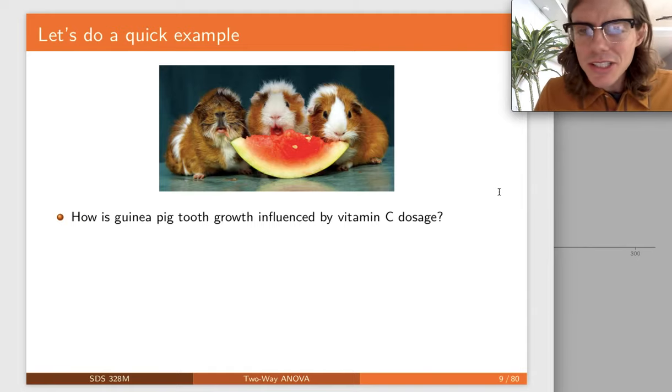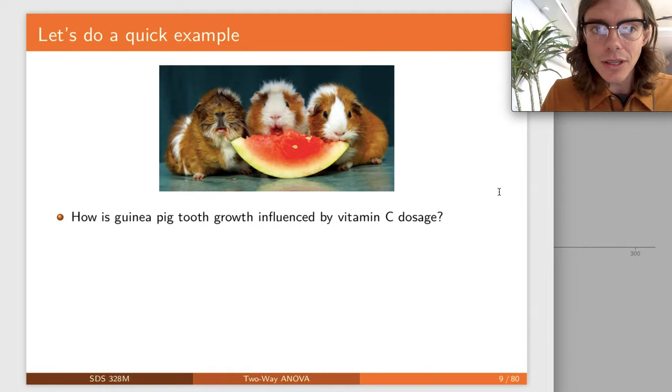Okay, so let's actually work through this full example because we're going to use it later when we talk about Two-Way ANOVA, and I want it to be familiar before we get there.